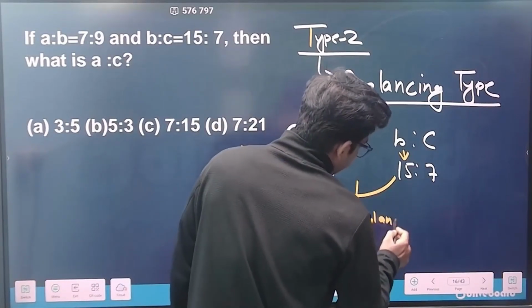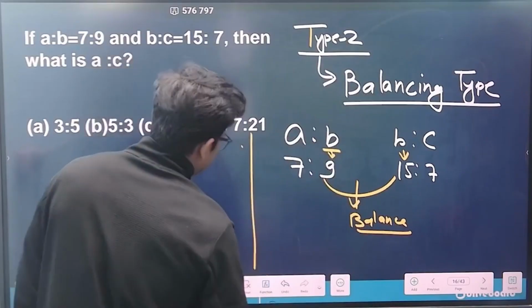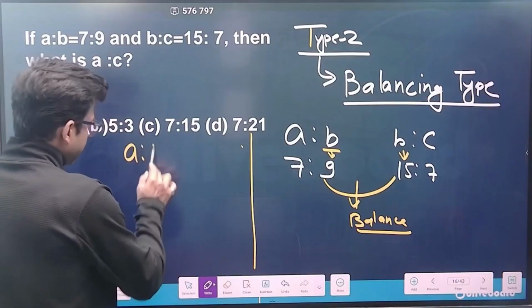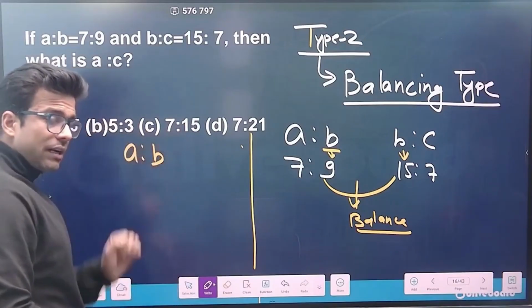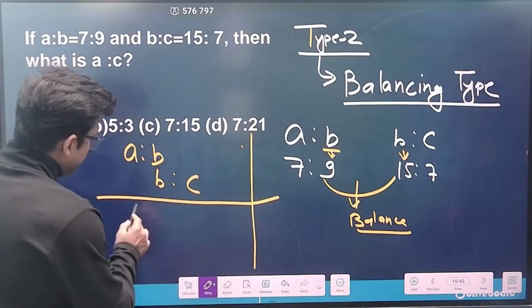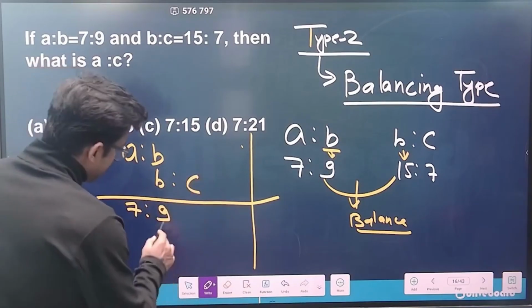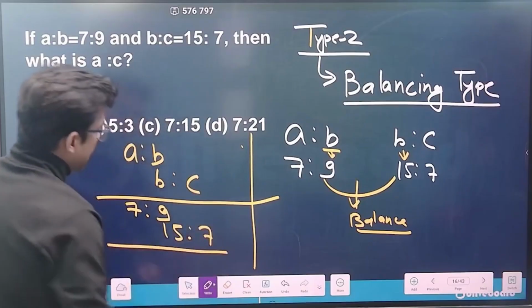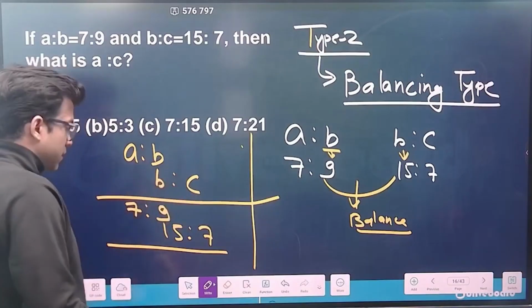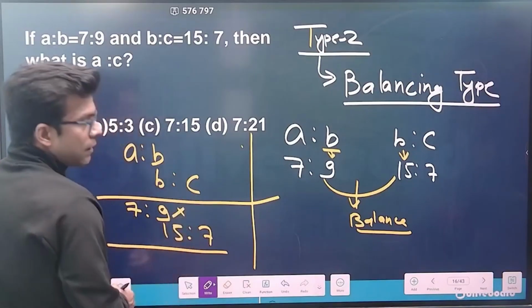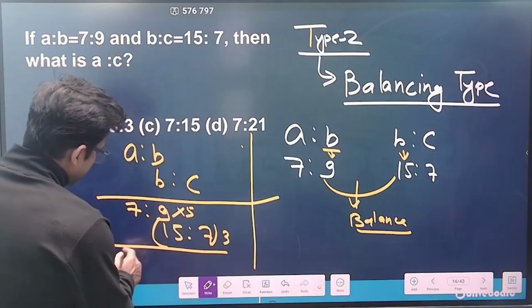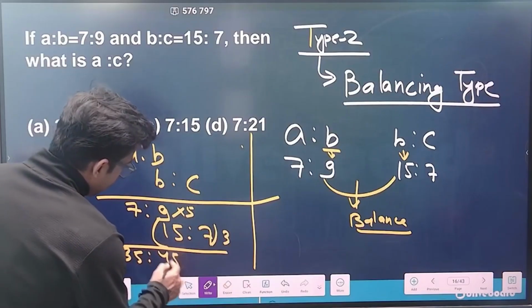What do we need to do? We need to balance. There is a technique of writing it. I would write A is to B, and the balancing part would be in the middle, which is B is to C. So I can further write 7 is to 9 is to 15 is to 7, correct? I hope this makes sense. Now the main logic is to multiply these numbers and make a balance. You can multiply this by 5 and this whole by 3. 9 fives are 45. This would be 35 is to 45 is to 21.